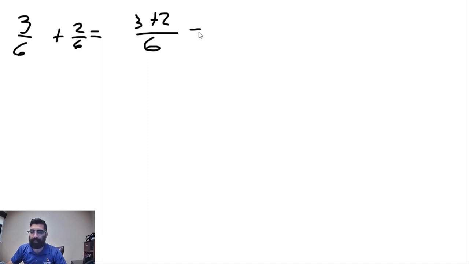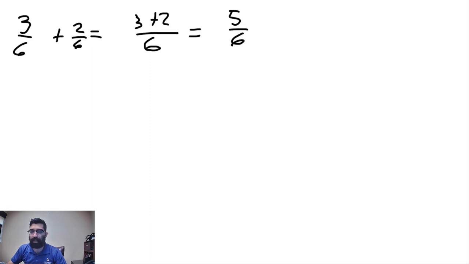Say we have to add 3 over 6 and 2 over 6. All we have to do is add the numerators of each fraction. In this case, we will add 3 plus 2. We'll keep the same denominator between these fractions. This gives us 5 over 6.